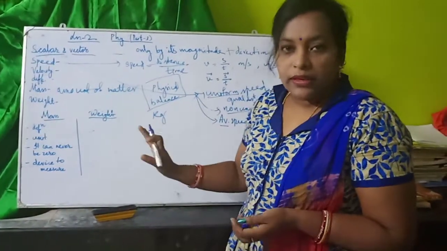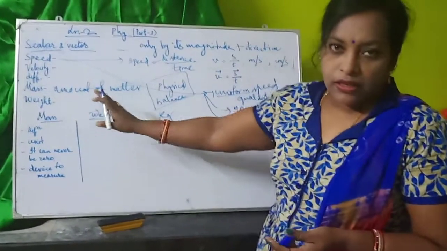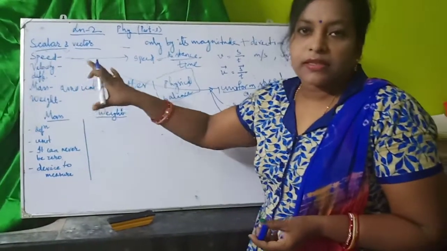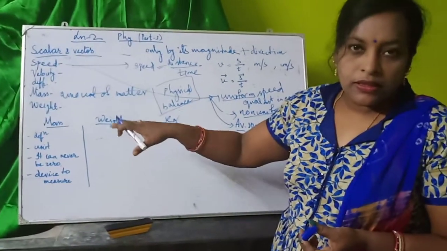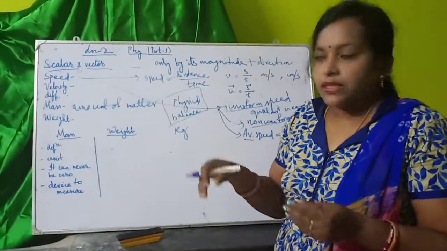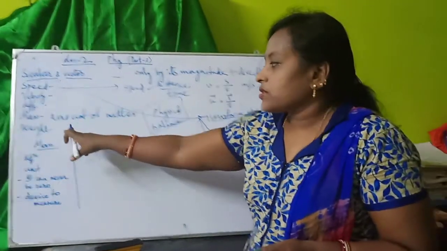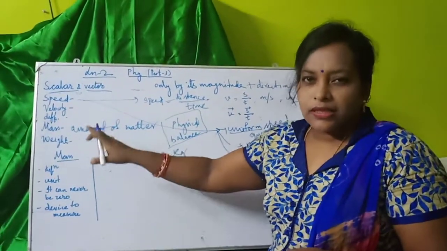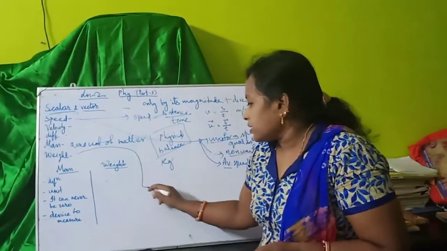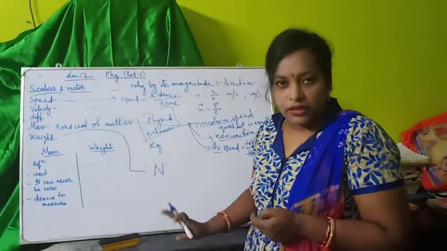Next comes weight. Weight appears just like mass, but the definition is different. Weight is the force with which every body is attracted towards the center of the earth. Whenever you leave any object, all are attracted towards the earth by a force. That force is known as weight. Since it is a force, it has the SI unit Newton.